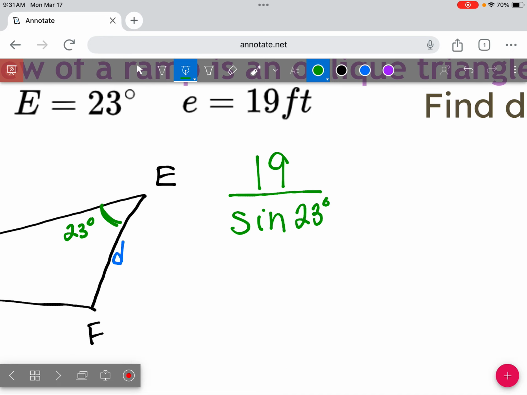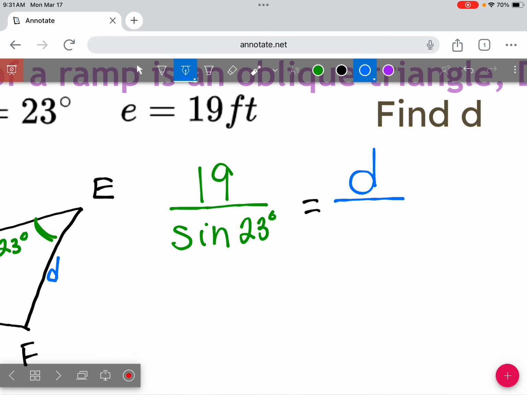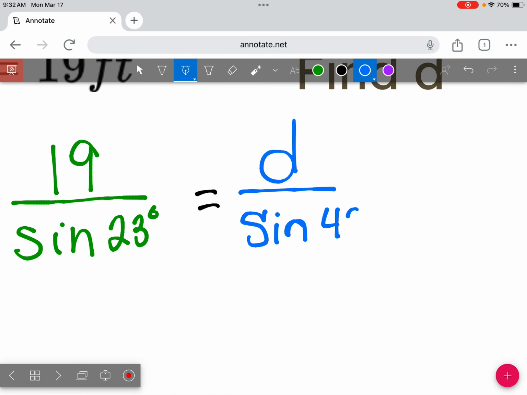That's set equal to side D. I'm setting it up first. I will always write it without doing operations on it first, because that's how we make mistakes. So side D is over our sine of 42 degrees.